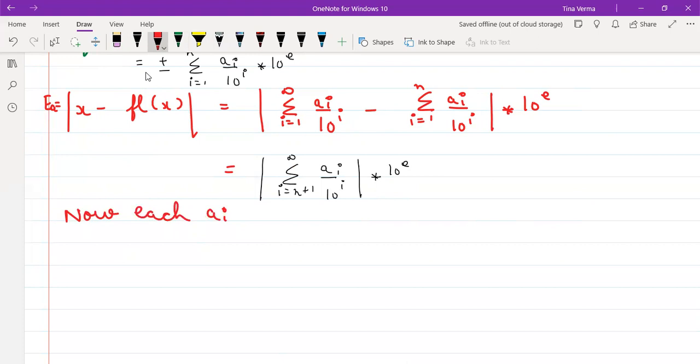The digits which you are considering, when I asked the range, what will be the range? So what range did you take for ai in the mantissa part? 0 to 9. That means each ai will be less than or equal to 9, right? That 9, can you write that as equal to 10 minus 1? That means if I use this here, this equality becomes an inequality. Summation i equal to n plus 1 to infinity, that will be 10 minus 1.